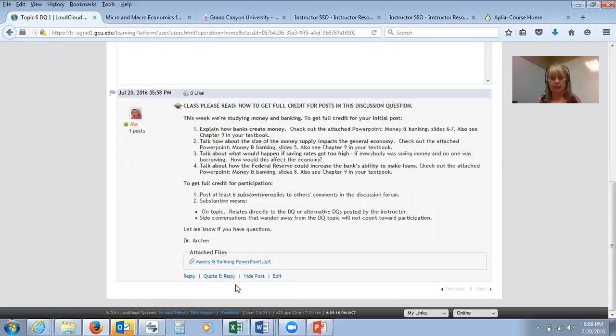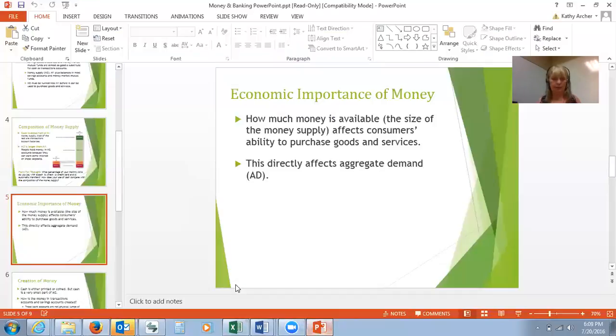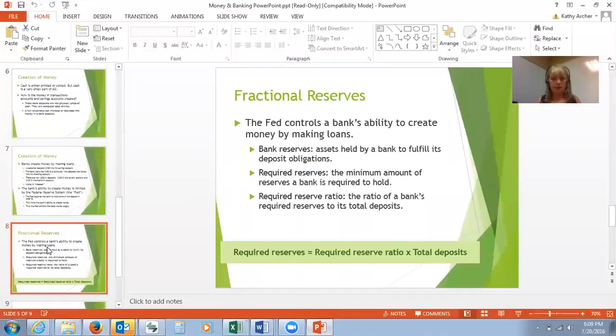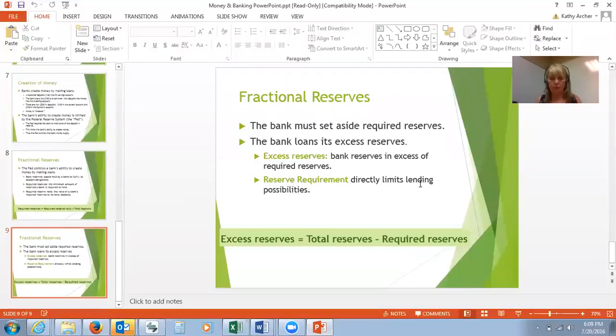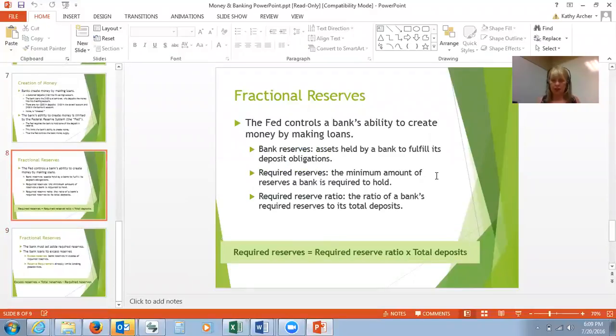And finally, talk about how the Federal Reserve could increase the bank's ability to make loans. Look at slide 8. So let's go over to the PowerPoint. Slide 8 tells us the Fed controls a bank's ability to create money by making loans. Bank reserves are assets held by the bank to fulfill its deposit obligations. The Federal Reserve could increase the required reserves. And when the reserves go up, that changes what banks can loan out. Likewise, when the reserve requirement goes down, that also makes money easier to get.